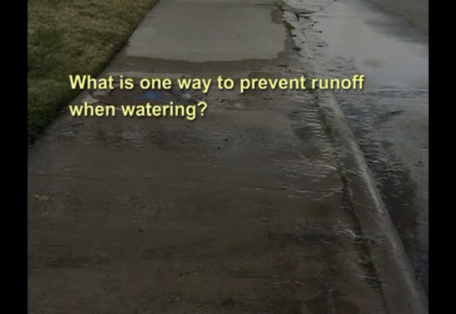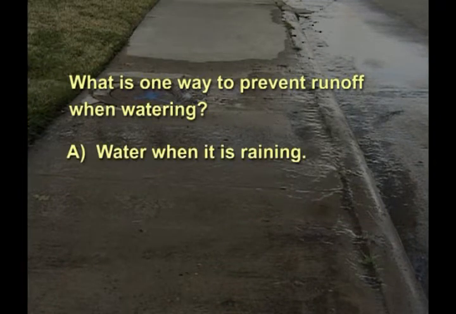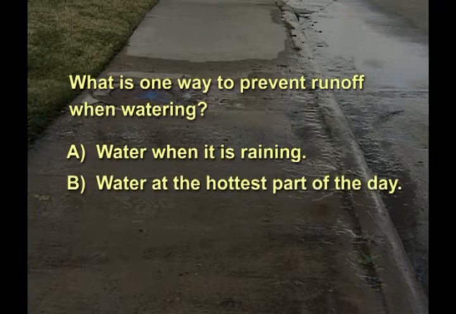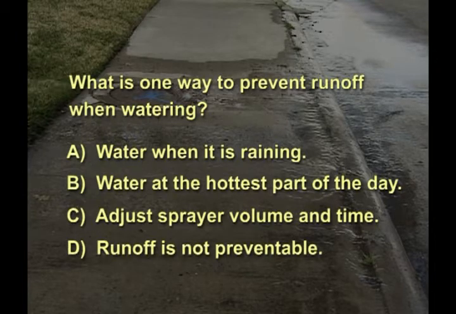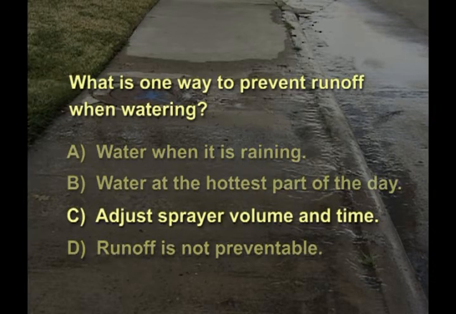What is one way to prevent runoff when watering? A. Water when it is raining. B. Water at the hottest part of the day. C. Adjust sprayer volume and time. D. Runoff is not preventable. The answer is C. Adjust sprayer volume and time. This will help save water and reduce the chance of runoff being polluted by chemicals.